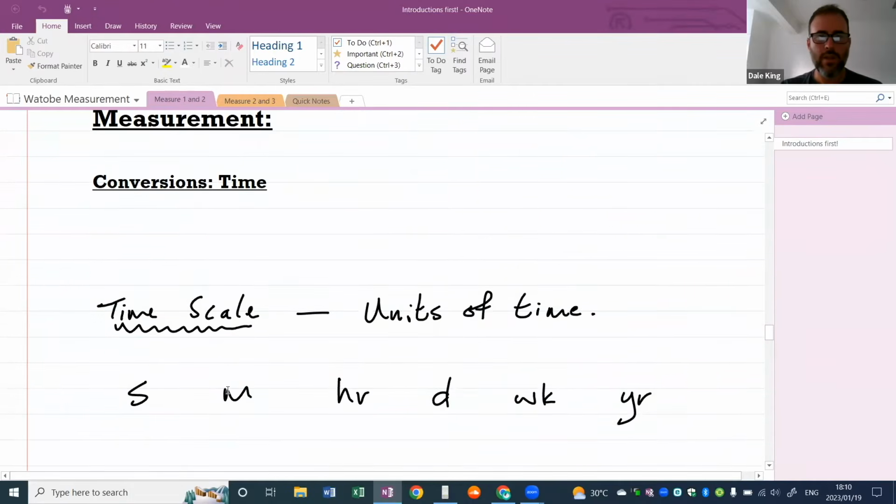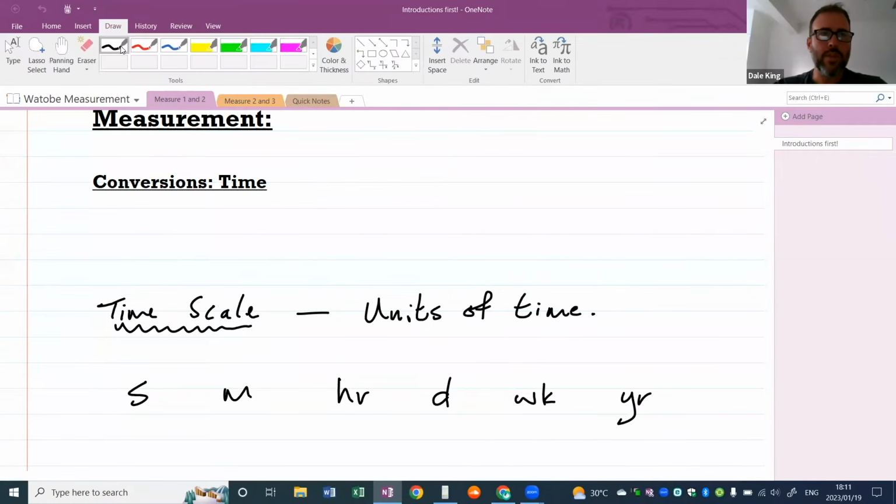Before we do anything, we need to talk about the time scale, because just like units like length and mass and volume, time also has different units as well, and it's a scale of units as we go across. I'm sure you've all seen these before, but let's go through them again.